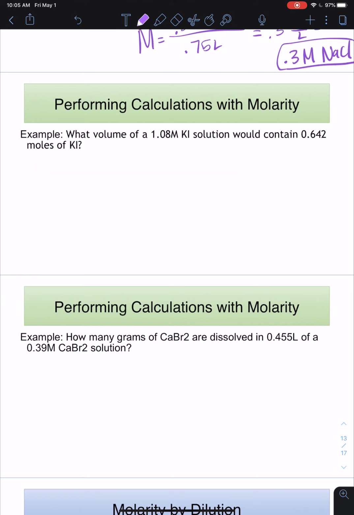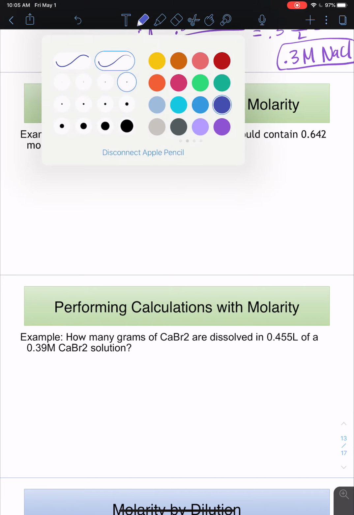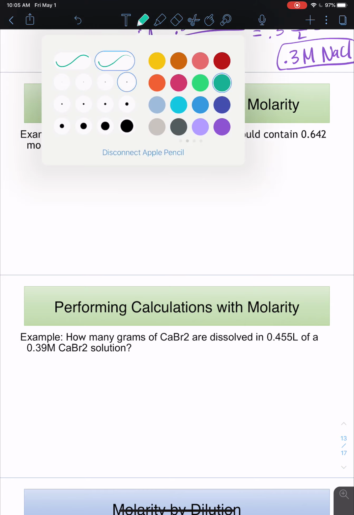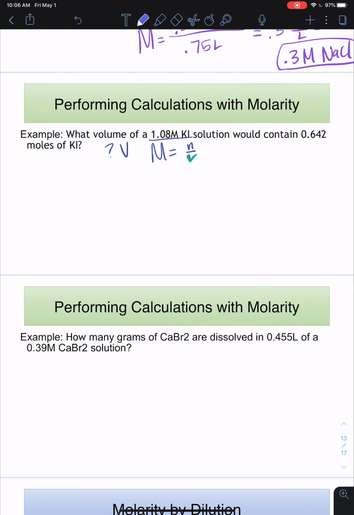This next one, you actually are not solving for molarity, you're already given molarity. So this one's going to look a little different. This one says, what is the volume? Okay, so we're looking for volume and we know that M equals N over V. So we are looking for this variable. Let me change the color. We're looking for V, okay? And we know some things. We know that M is equal to 1.08 moles per liter. And it says it would contain 0.642 moles of potassium iodide. So we know that N is 0.642 moles KI.